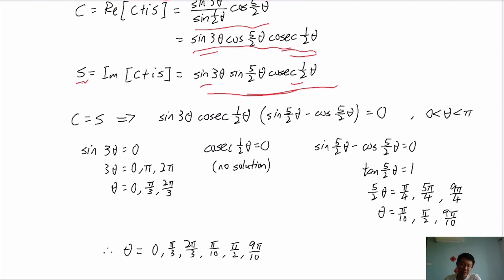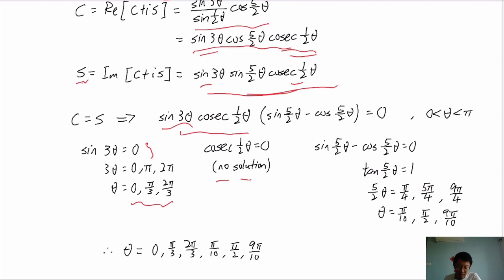What we need to do is factorize the two terms when we try to solve it. From there, we have to solve each one separately. For the first one, we have sine 3 theta equal to 0, and we just have to solve from there accordingly. Remember, the range for theta is from 0 to pi, and pi here is not inclusive. So this is why we have these three values here.